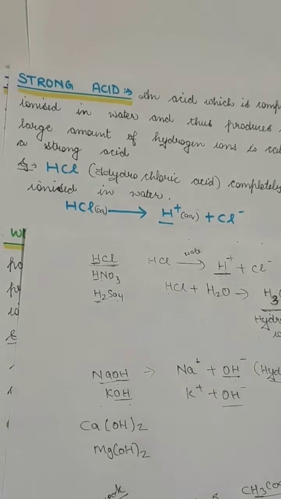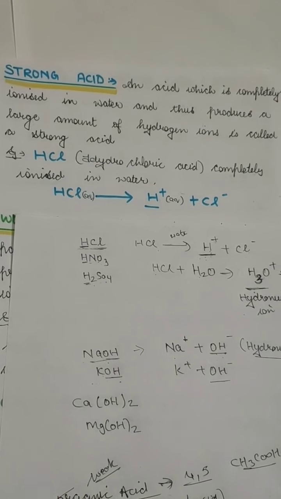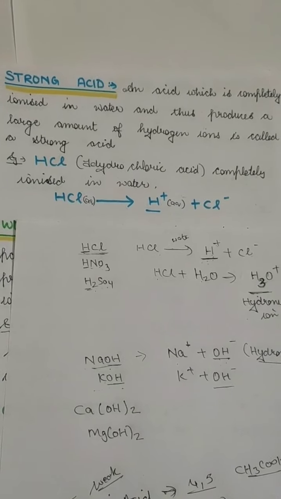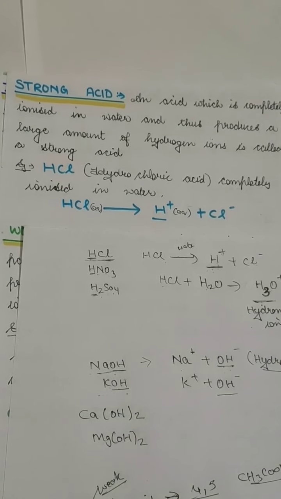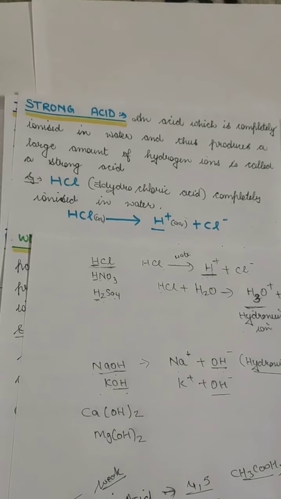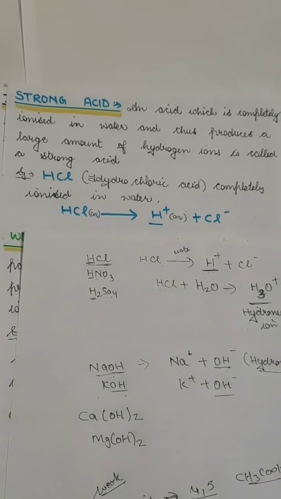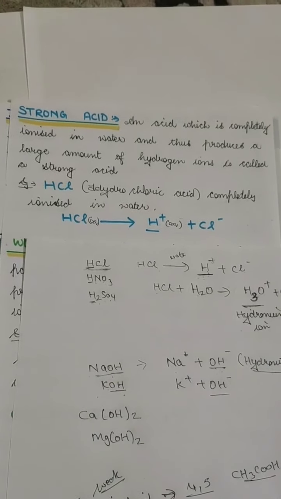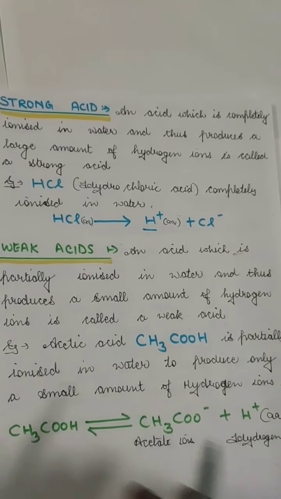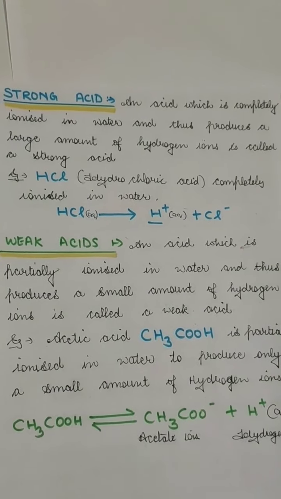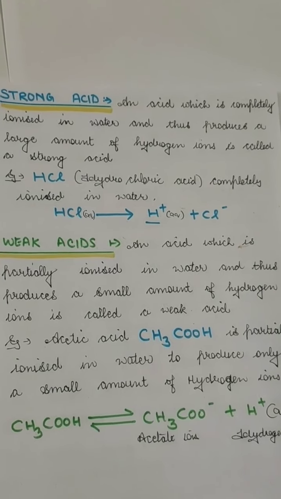So the strong acids have more hydrogen ions, whereas the weak acids, or the organic acids, have fewer hydrogen ions. They release fewer hydrogen ions, or we can also say that they do not completely dissociate into hydrogen ions. That is, an acid which is completely ionized in water and thus produces a large amount of hydrogen ions is called a strong acid.